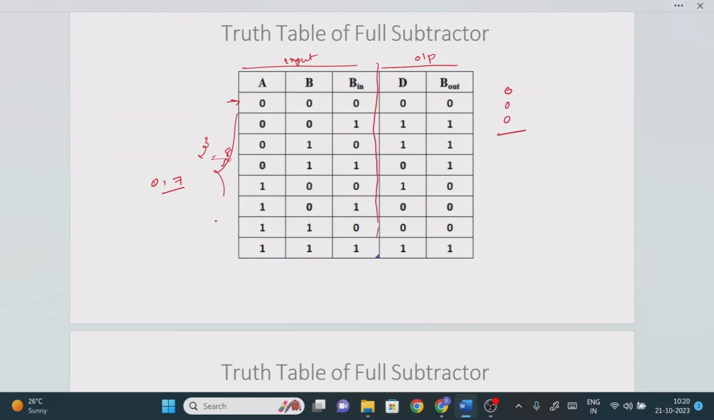0 0 0 means the A bit value, B bit value, and C bit value. If we can't perform the subtraction at a time for 3-bit numbers, then first we will perform the subtraction for these 2 bits. Once that is done, we will perform the subtraction using the third one. I think this is the easiest way to perform the subtraction in terms of binary representation. First we perform the subtraction for these 2 bits: 0 minus 0 is 0, and that should be subtracted with this resultant value, 0. So the difference value equals 0. What is the borrow value? Nothing has been taken, so the borrow value equals 0.